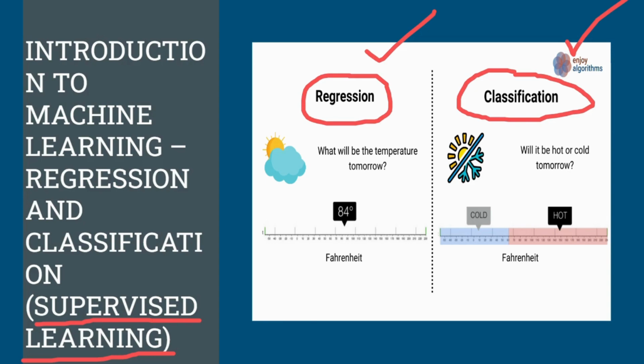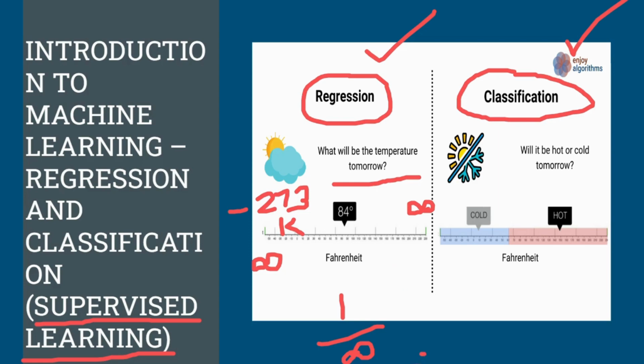Continuous means it does not have any beginning or any end. There are infinite possibilities. For example, what will be the temperature tomorrow? The possibilities are infinite because the temperature can go from negative infinity to positive infinity. One of these infinite possibilities will be predicted by the model, for example, the model may predict 32 degrees.